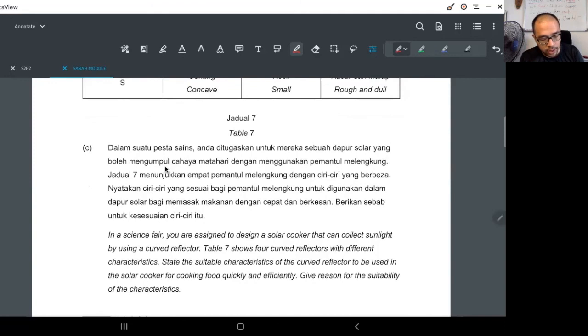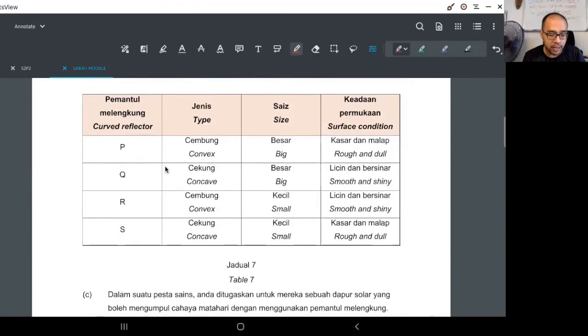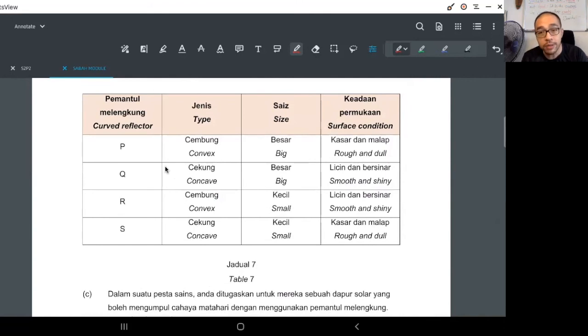In a science fair, you are assigned to design a solar cooker that can collect sunlight by using a curved reflector. So you have a reflector, and it will reflect the light onto the food, and then the food will cook. So let's talk about the characteristics. We analyze first. Do we want a convex mirror or do we want a concave mirror?